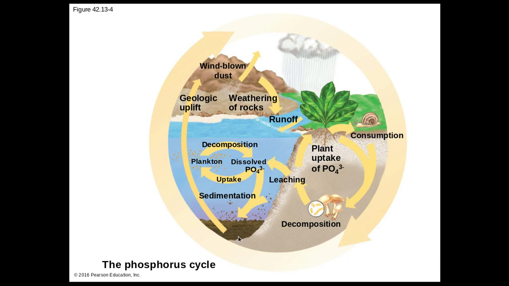So you can see here are some examples of phosphorus coming in. The weathering of rocks gives us some phosphorus. We get some runoff water. Plants are able to take it up, and then it might get consumed by a primary consumer, secondary, and so on. And then in decomposition, we get that phosphorus released back.